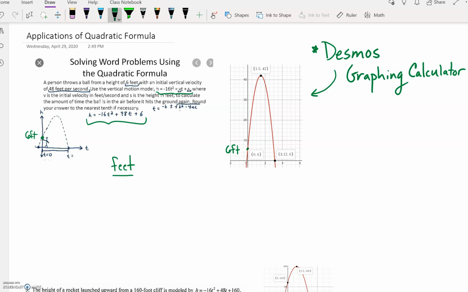Okay, so let's find out what the question is. It says how long is the ball in the air before it hits the ground. So this is going to be time in seconds along the x-axis, and this is going to be your height in feet along your y-axis. And so we know that the ball reaches its maximum height of 42 feet at a time of 1.5 seconds.